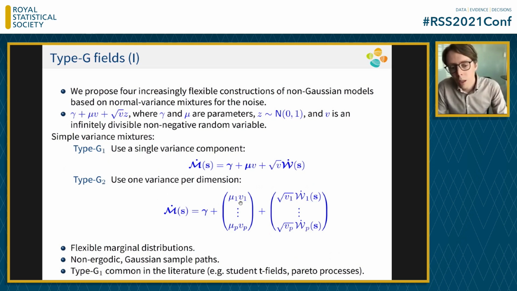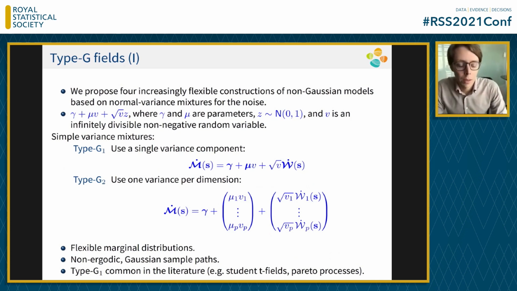We could do the same thing, but scale each dimension in the driving noise by a separate variance parameter V. These are 2 choices that will give quite flexible marginal distributions. Many papers in the literature are actually special cases of this. You can find, for instance, the Student t random field, or Pareto processes, written like that, so they would have a specific marginal distribution for the random field.